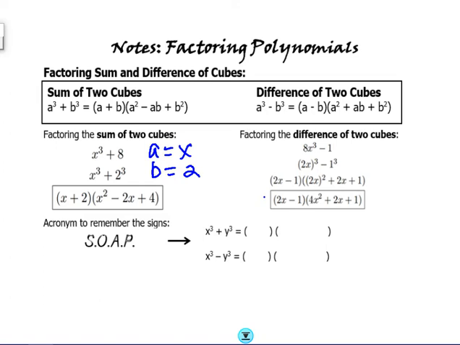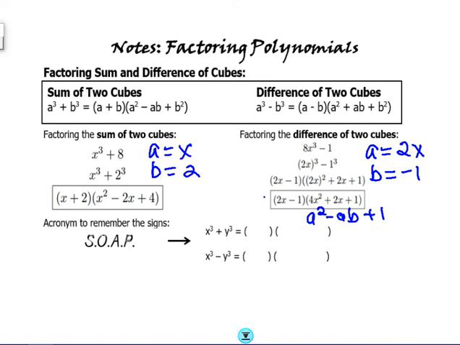So the opposite of 2x, minus 2x, and then square the 2 and get 4. Now the difference. Here our first term, the cube root of 8x to the third, is 2x. And the cube root of negative 1 is negative 1. So we're going to have 2x minus 1. Square the first term, so that's where we get the 4x squared. Opposite multiply, so the opposite of 2 times negative 1 is plus 2x, and then we square the last term and it's always positive. That's where the SOAP is coming from. Square, opposite multiply, square, and it's always positive.